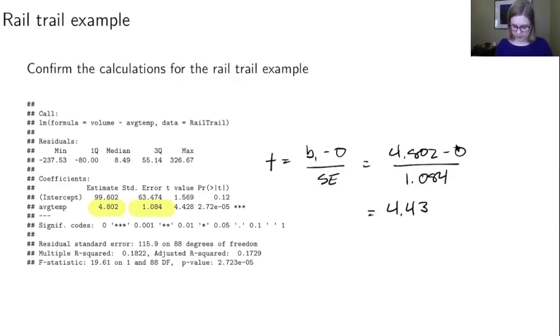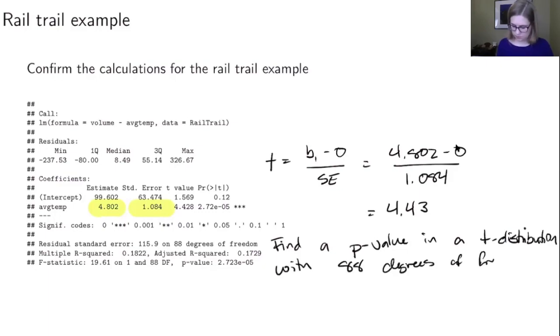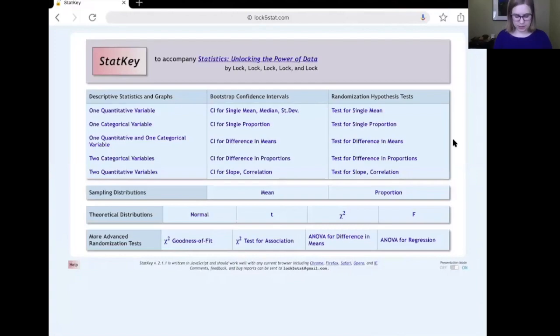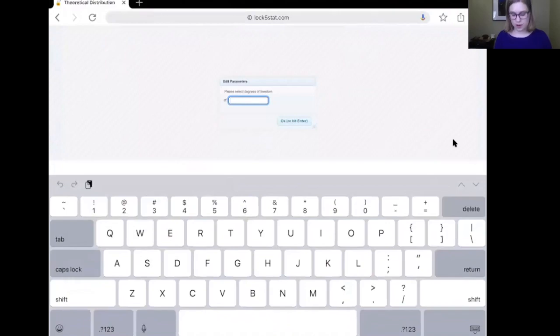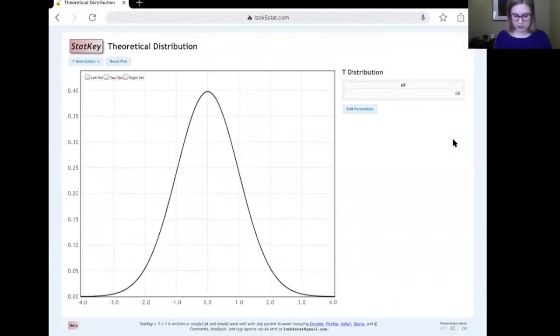And now we're going to find a p-value in a t-distribution with 88 degrees of freedom. And again, that 88 degrees of freedom was also in the R output. So let's go to StatKey, remembering our t-value of 4.43. So we're on StatKey, we're going to go to theoretical distributions, the t-distribution, and put on our degrees of freedom, which are 88. And then we have to think about, is this a one-tail test or a two-tail test?